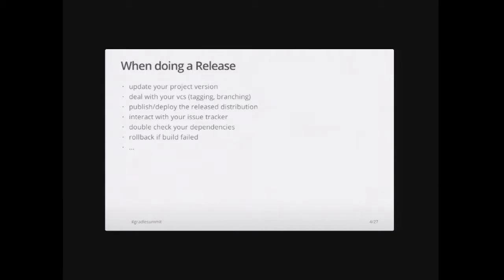So what I mean by release-related issues is, essentially, what do you need to do when you do a release compared to, let's say, just a dev build, a local one? It's basically somehow you need to deal with your project version. Often, it depends a bit, of course. Usually you deal with your VCS. You want to create tag branches, stuff like this. Of course, you want to publish, deploy your application or the distribution you just built.